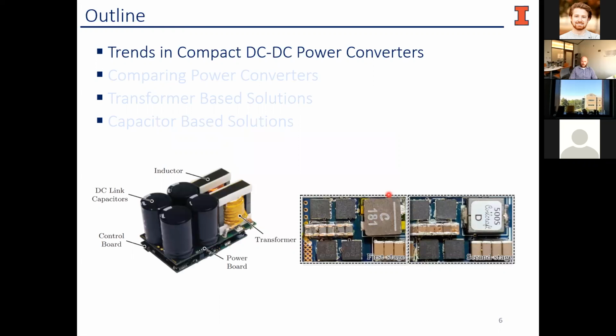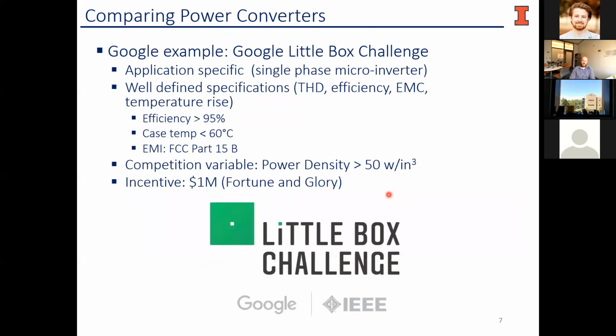So let's go through, we looked at trends, let's look at comparing power converters. If you look at how we compare two power converters, it's actually very difficult. The best example is to look at something like the Google Little Box Challenge. The Google Little Box Challenge was going on about 5 years ago now. And the idea was Google put up this challenge. They basically said, let's see if we can stimulate some research in an area. And they wanted to see how good of a power converter someone could build.